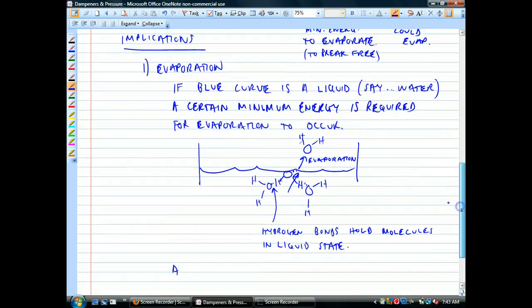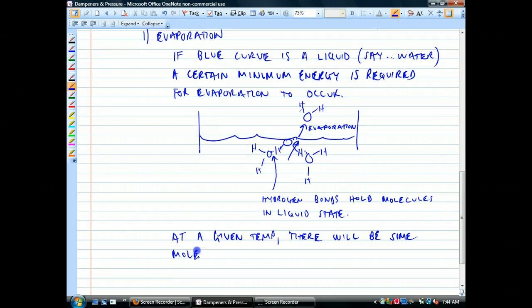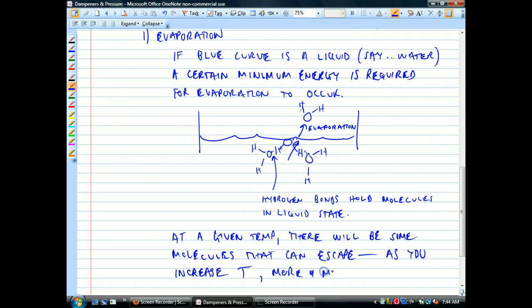So the implication of this is that at a given temperature, there will be some water molecules at least, there will be some molecules that can escape. And then, as you increase the temperature, more and more will have the minimum energy.